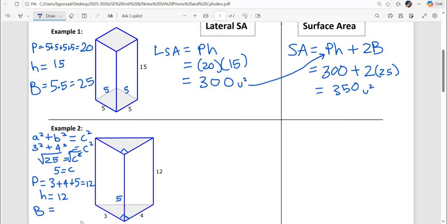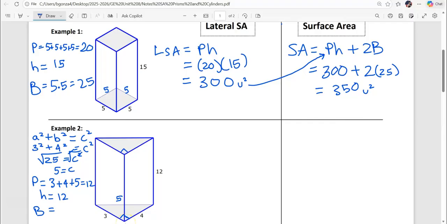Most people forget one little step when they find the area of a triangle. So let me read it to you. The area of a triangle is base times height divided by 2. Most people forget to divide by 2. Not you, but some people do that. So let's look at this triangle. What is the base and the height of the triangle?